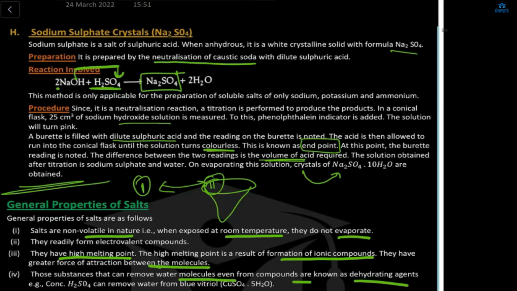Ma'am, it's made of caustic soda. It was easy. Now, first we have to add an indicator so that it will turn pink. And then what we have to do, we have to allow the acid to run into the conical flask. So what will happen? Your solution will turn colorless. So this was the end point of your conical flask. And then we have to note the readings of the first experiment and the second experiment. So what's the difference between these two? The volume of the acid, correct?